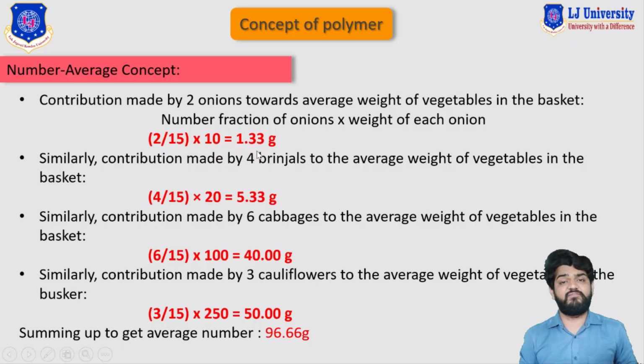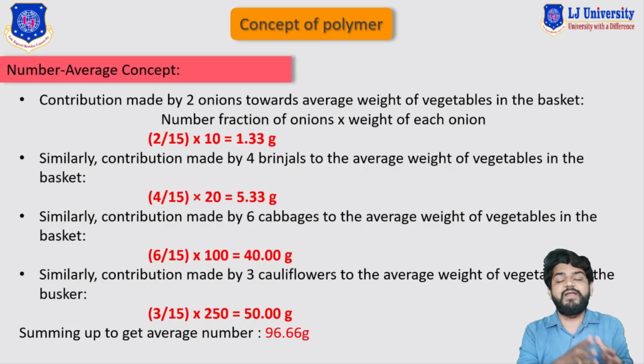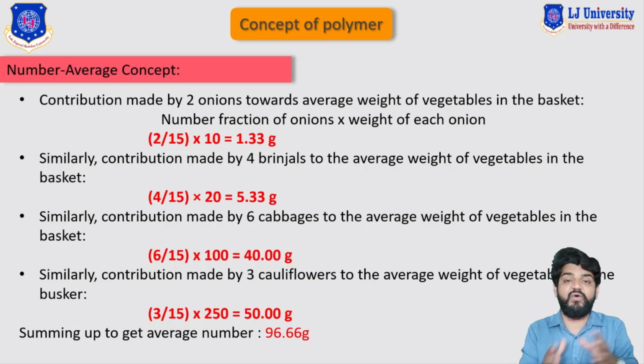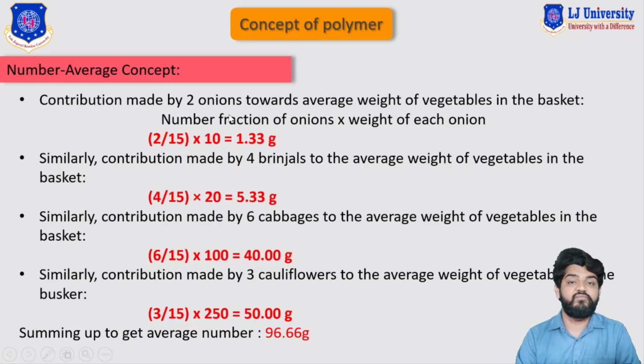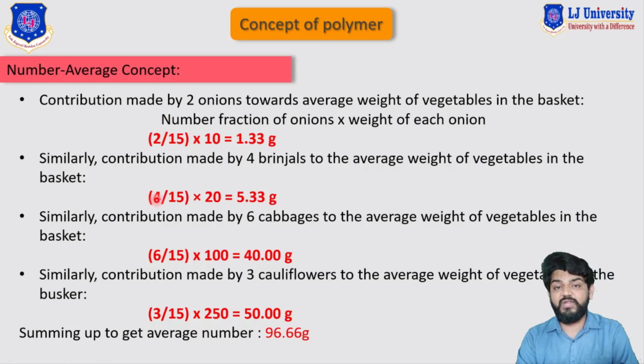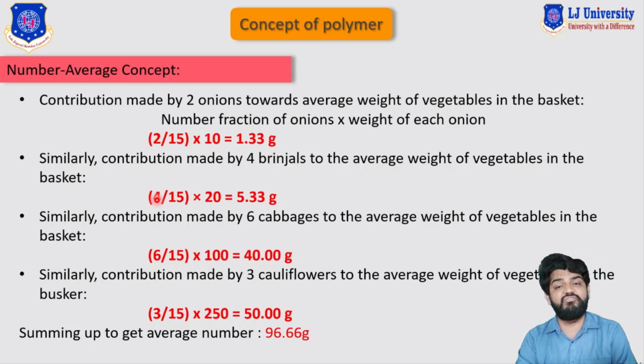So the contribution made by the 2 onion towards the entire average weight of our basket is 1.33 gram. So in the average weight of a basket, we will have 1.33 gram of the onions. Now if we do the same math for the brinjals, cauliflower and cabbage, for brinjal we have 4 divided by 15 into 20 grams, where 20 grams is the individual weight of our brinjals. Hence we have the answer of 5.33 grams.